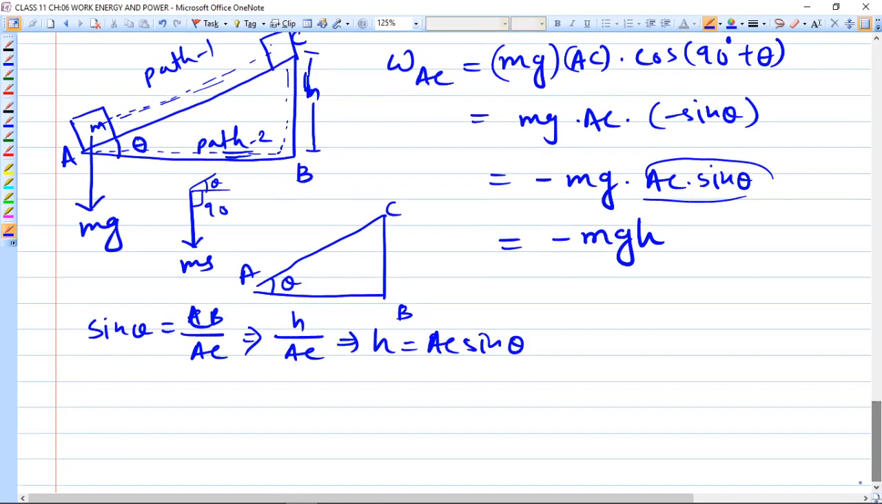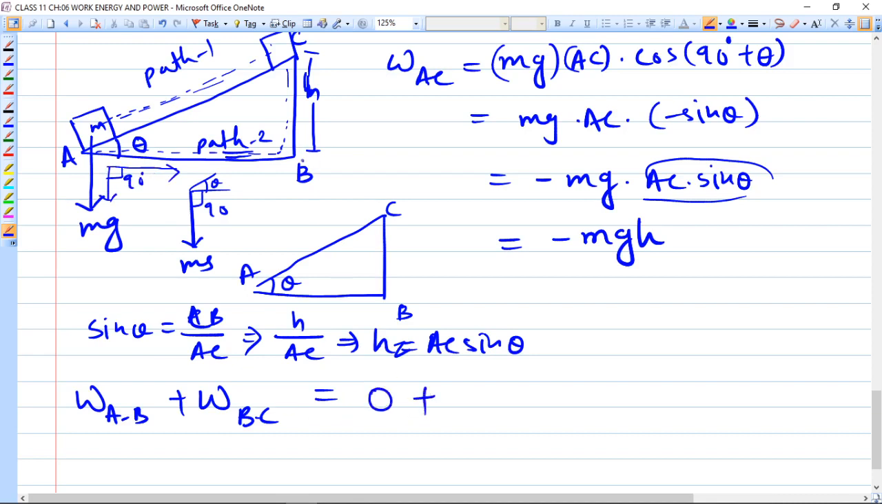Now again, let's calculate work from A to B plus work from B to C. When you are going from A to B, at that time you are moving horizontally, and the gravitational force is acting in the downward direction. So what is the angle? 90 degrees. So that work done will be 0.